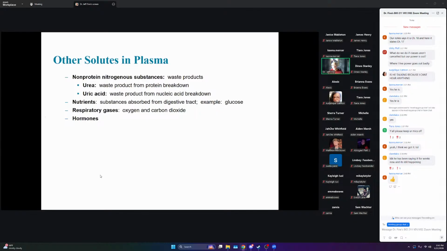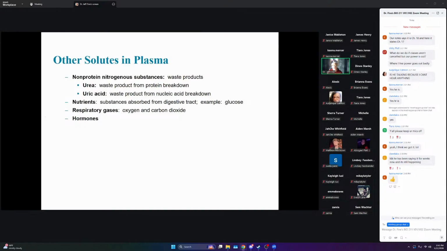All right, some other solutes. We have some waste products. We've talked already about carbon dioxide, but things like urea, which is a waste product from breaking down proteins at the cellular level, uric acid, which is a waste product from breaking down nucleic acids out in the tissues.